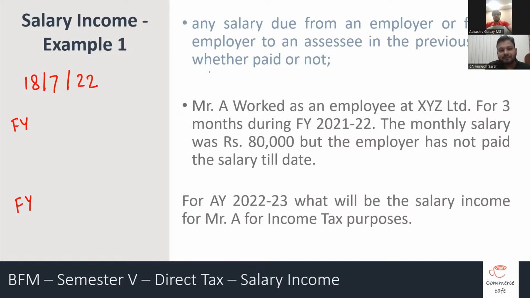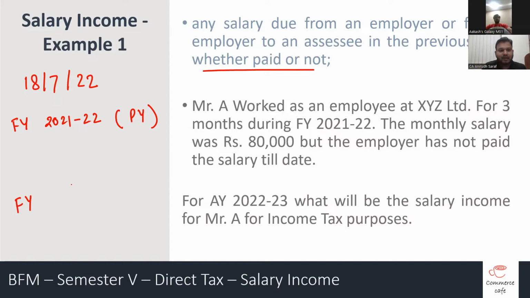You know it. Whether paid or not does not matter. If it is paid, fine. If it is not paid, no problem. Still, it is considered as an income. So your answer is right. Yes, sir. Financial year 2021-22, this is 1st April 21 to 31st March 22. This will be considered as the previous year.